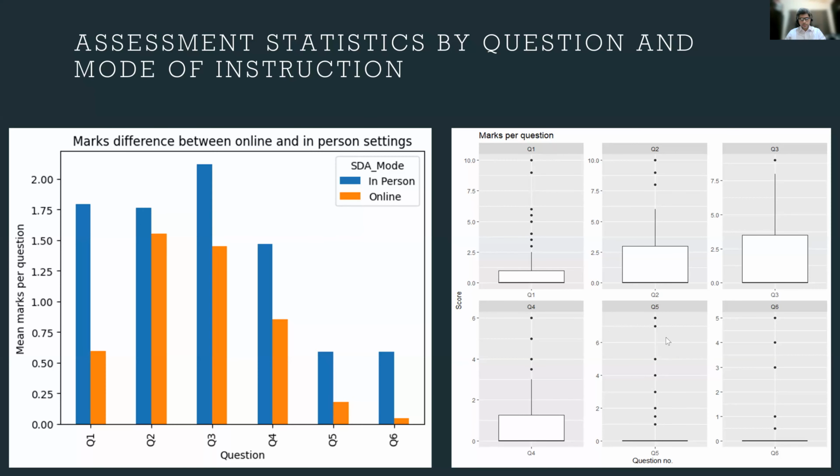So you can look at just the average mark by question on the left and the distribution of the scores per question on the right.